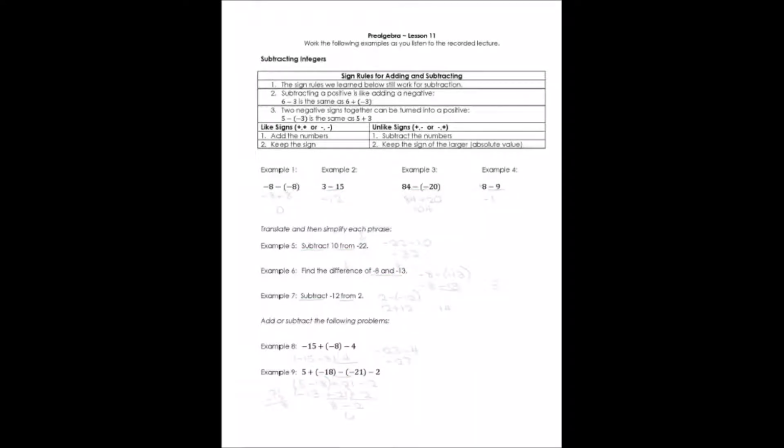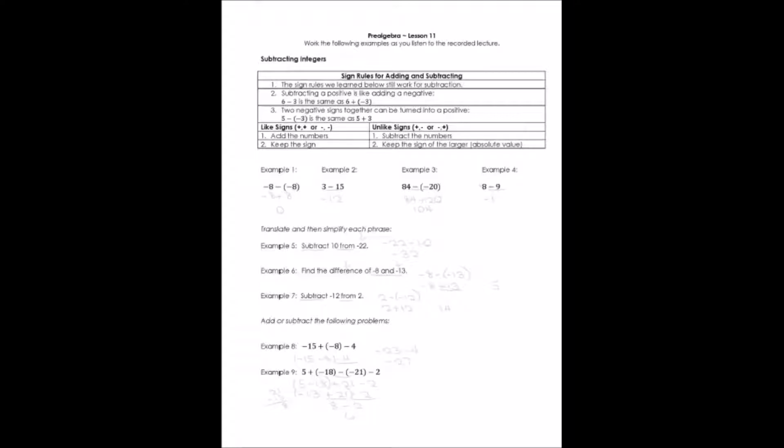Lesson 11, let's look some more at the sign rules for adding and subtracting integers. I've listed them here again for you on this page. Remember, these still work whether we're subtracting or adding. Same rules. Subtracting a positive is just the same as adding a negative. 6 minus 3 is the same as 6 plus negative 3. And remember, when you have two negative signs together, we can turn that into a positive. In other words, 5 minus negative 3 is the same as 5 plus 3.